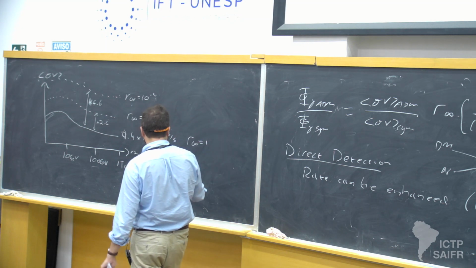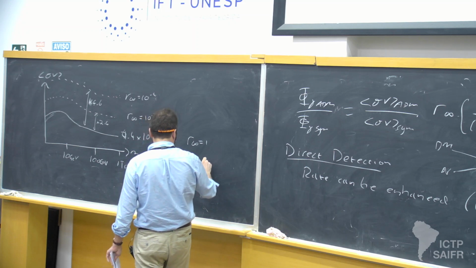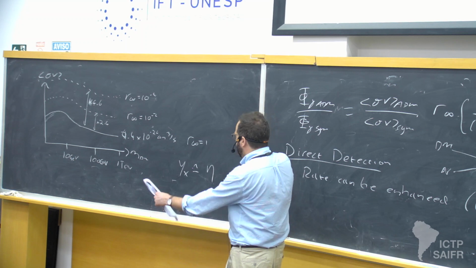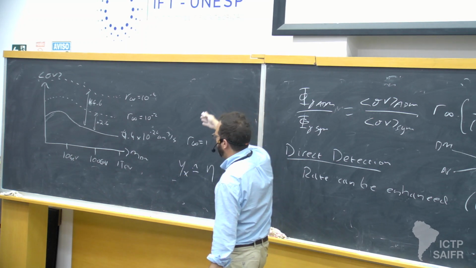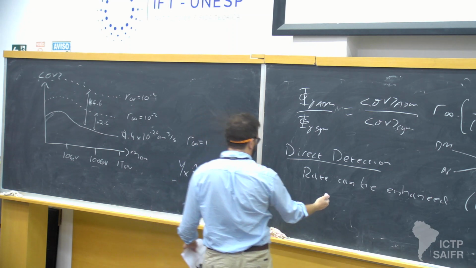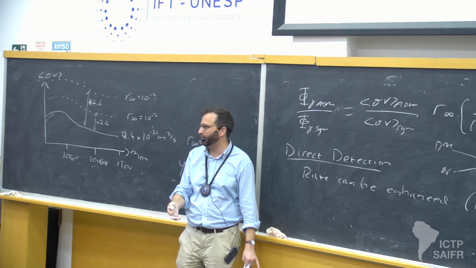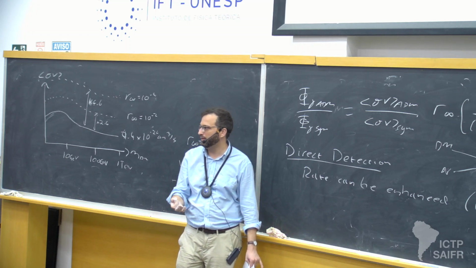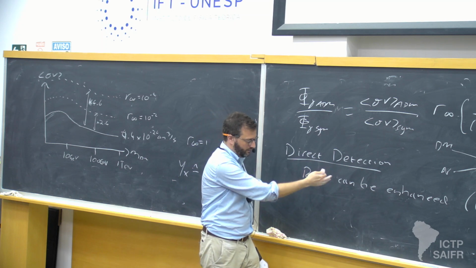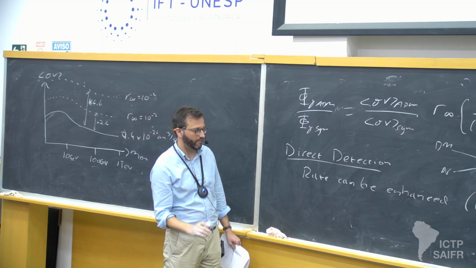If it's much larger, then you just have Y_x very close to eta. You just go into this limit. And then the annihilation cross-section could be many orders of magnitude larger than the WIMP annihilation cross-section, which means that some couplings which enter into your direct detection cross-section can also be much larger. So then it could be that the direct detection rate is very much enhanced.